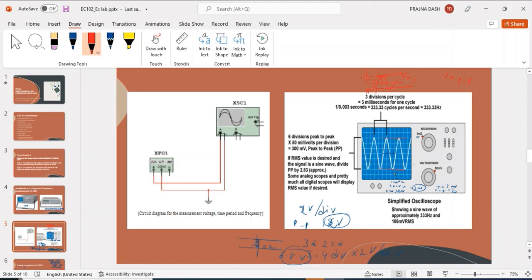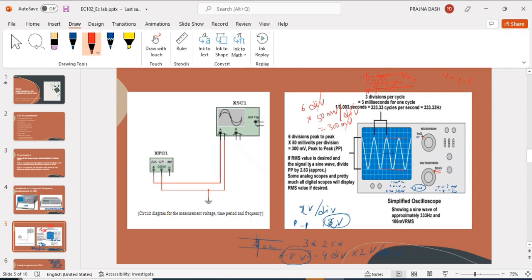6 divisions, and you have to observe the voltage setting now. So here, for example, it is 50 millivolt per division. So 6 divisions into 50 millivolt per division. The divisions cancel out. We will have 5 into 6, 300 millivolt. That means the peak to peak voltage of this waveform is 300 millivolt. Okay, clear?